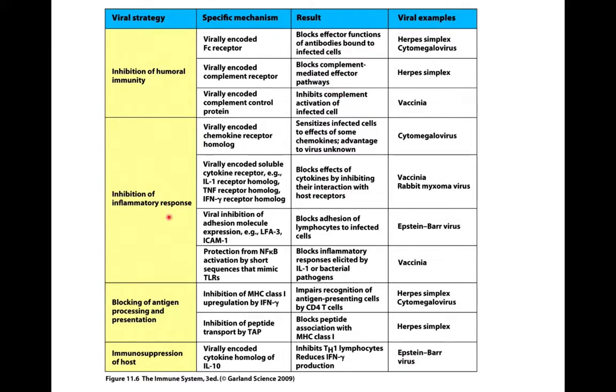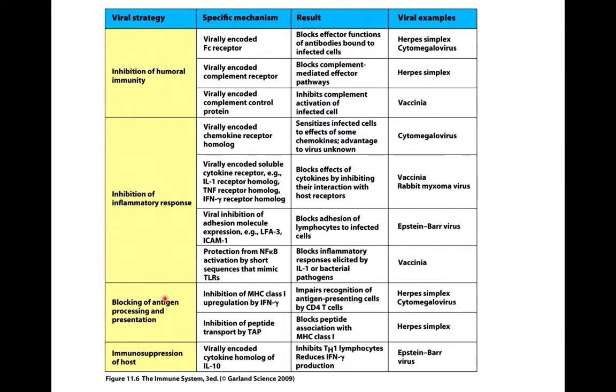Down here on inhibition of inflammatory responses, again, let's talk about Epstein-Barr virus, EBV, that causes mono a lot. They can inhibit the expression of adhesion molecules like ICAM1, which you've probably learned are important for attachment of lymphocytes to infected cells. So by inhibiting the production of these on infected cells, our lymphocytes cannot attach to those cells and they can't clear them.